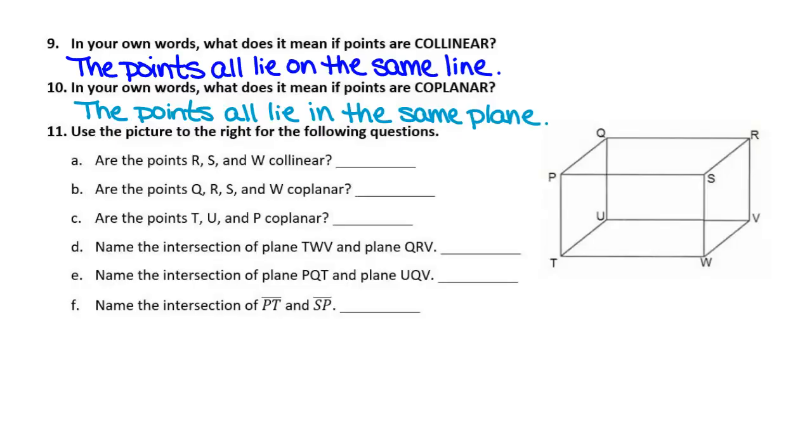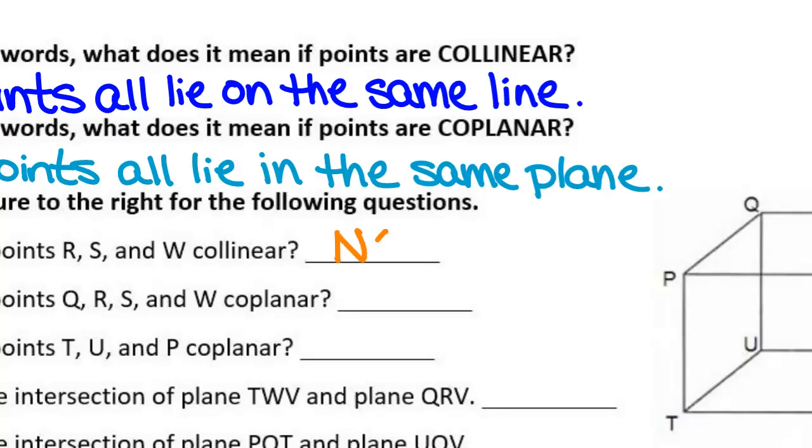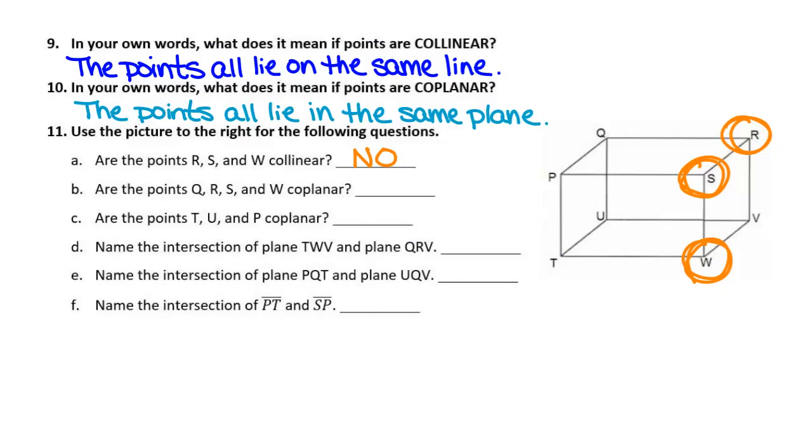All right, let's look at this picture of a box here and see if we can answer a couple yes-no questions and then identify some pieces. Are the points R, S, and W collinear? No. They do not all lie on one straight line together.